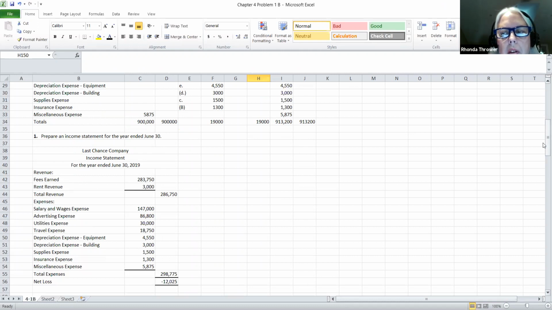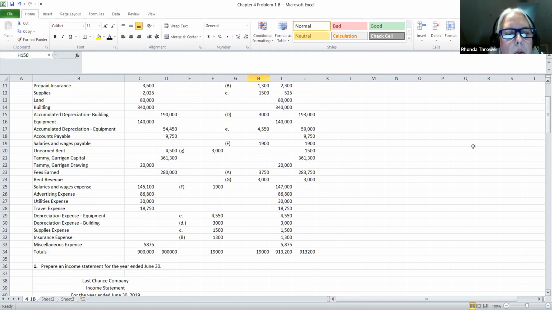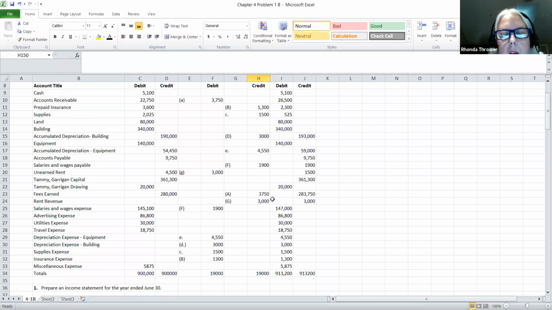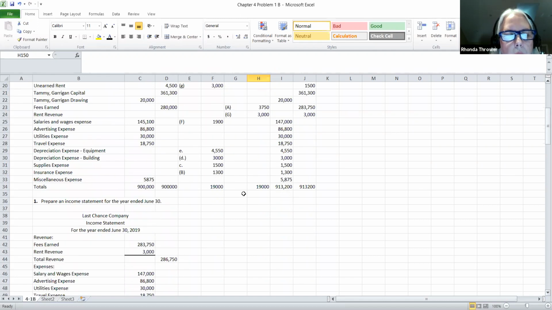Since there were 2 revenue accounts, we had another revenue account that we called rent revenue. Do you see it here? And the rent revenue, the adjusted trial balance amount said that you had $3,000 in rent revenue. So you just copy it in your income statement and put down the amount from your adjusted trial balance. The total of my revenue is added together to find the total amount of revenue for this company at $286,750.